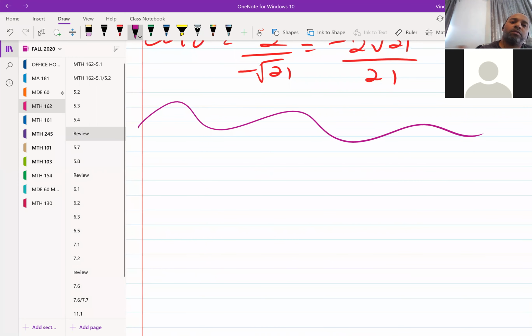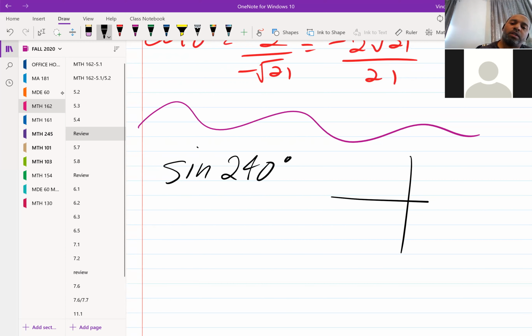I'm not entirely sure. Because you have sine of 240, and then you're talking about using the reference angle. So this is 0, this is 90, 180, 270, and of course it's 360. So 240 is going to be over here.